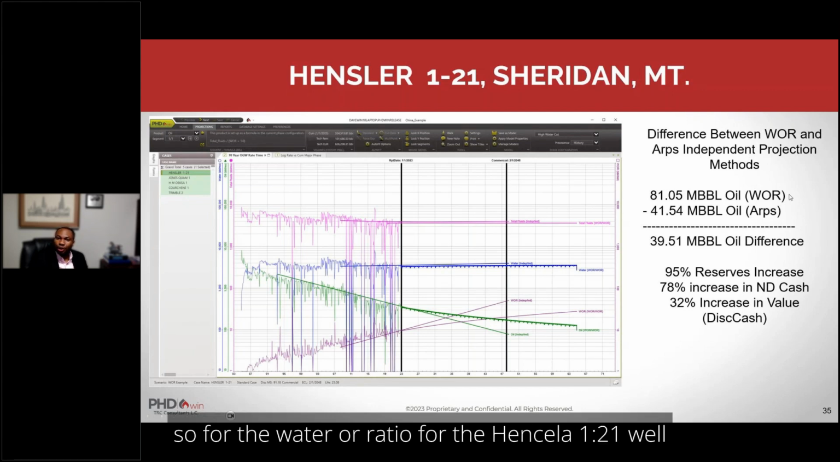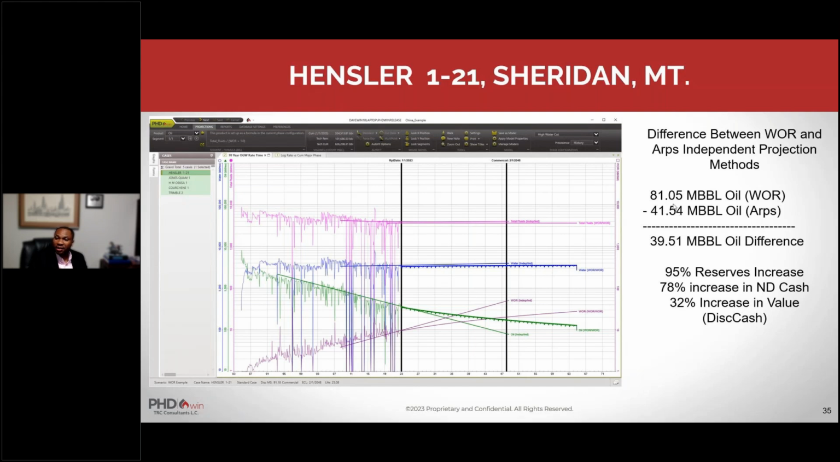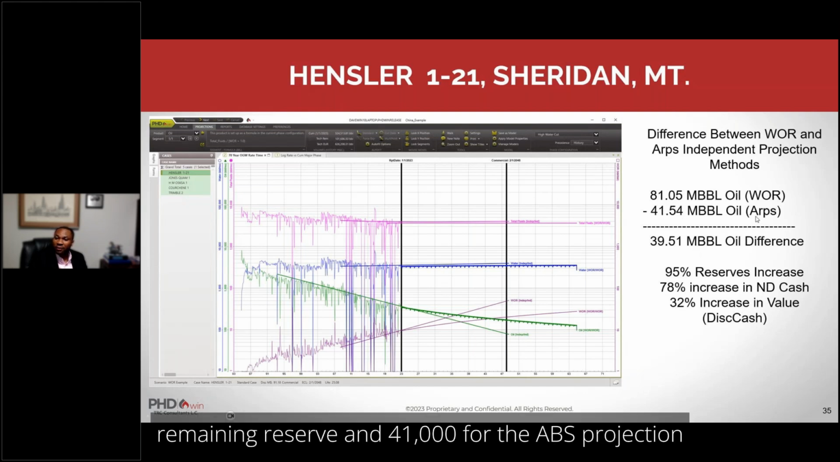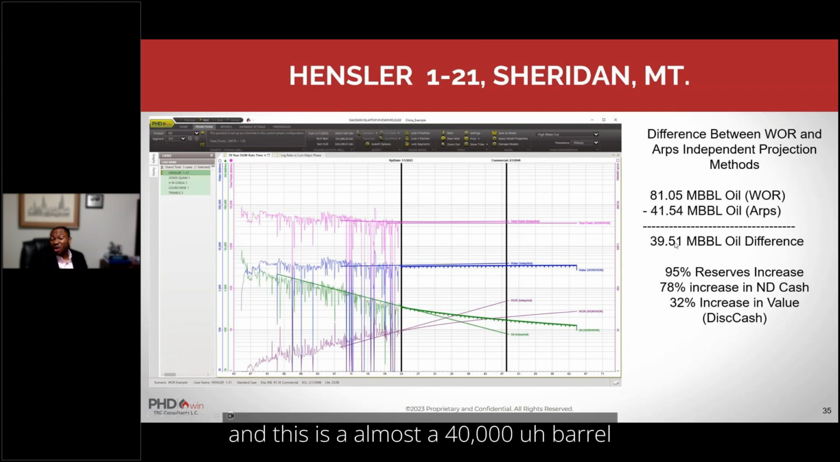For the Hessler 121 well, the water oil ratio forecast shows 81,000 barrels of remaining reserve, and 41,000 for the Arps projection. This is almost a 40,000 barrel difference in remaining reserve. So the water oil ratio methodology shows a 95% increase in reserve, a 78% increase in non-discounted cash flow, and a 32% increase in the discounted cash flow.